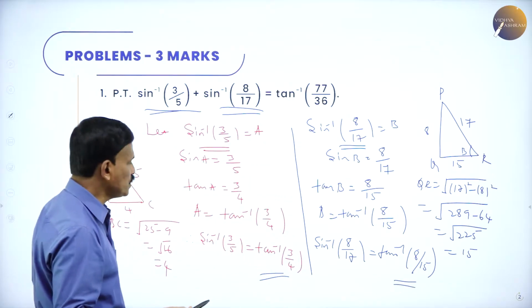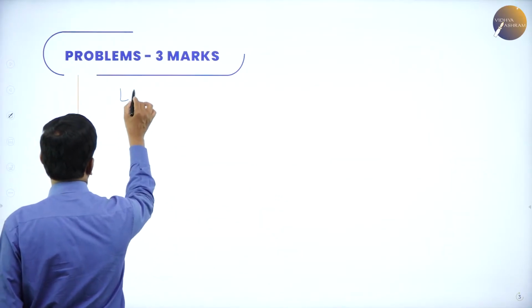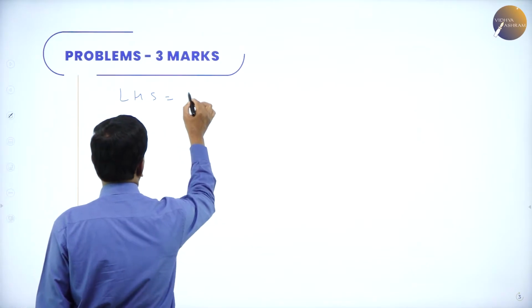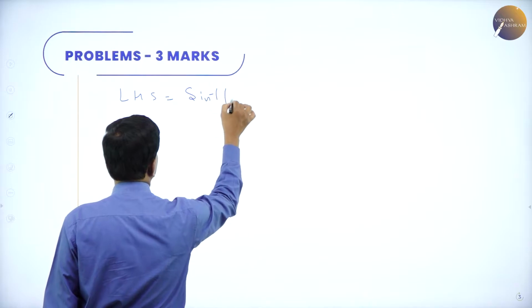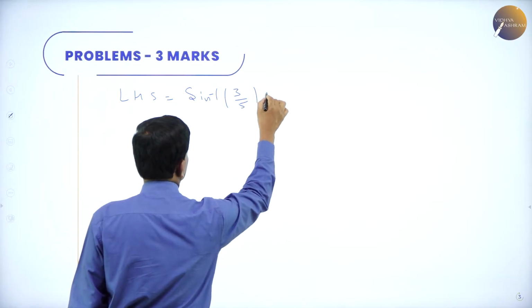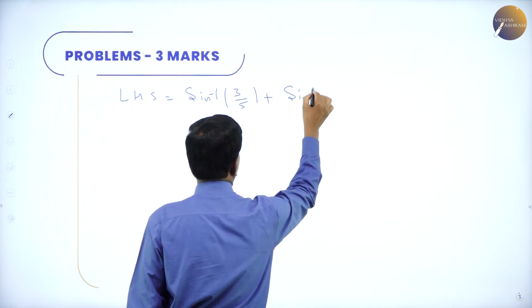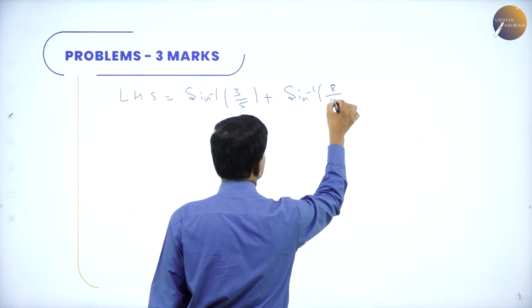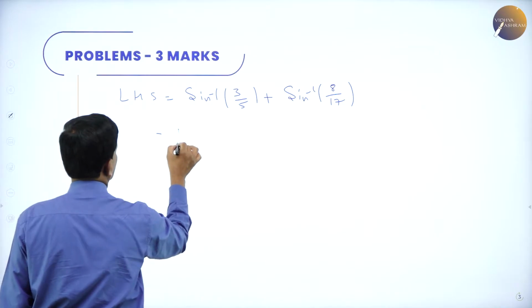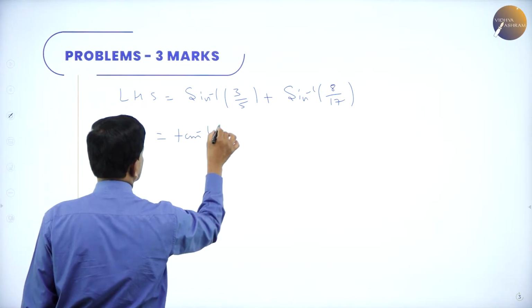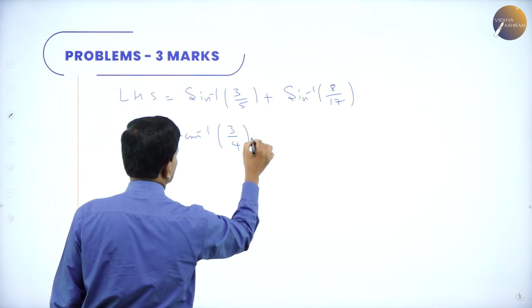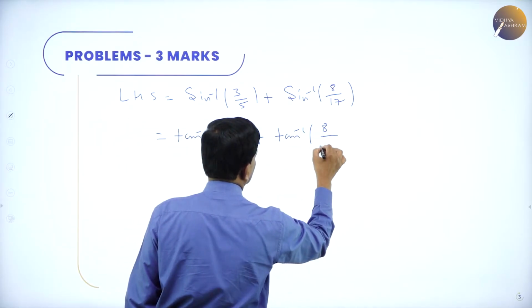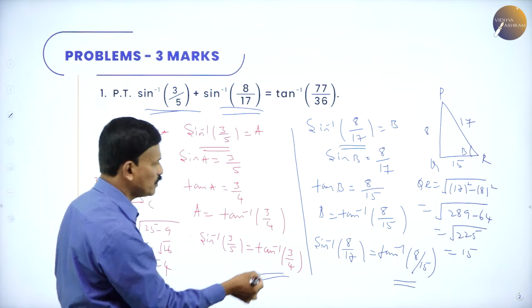I will go to the next page. LHS. What is LHS here? LHS is sin inverse of 3 by 5 plus sin inverse of 8 by 17, which is equal to tan inverse 3 by 4 plus tan inverse of 8 divided by 15 from the previous step.